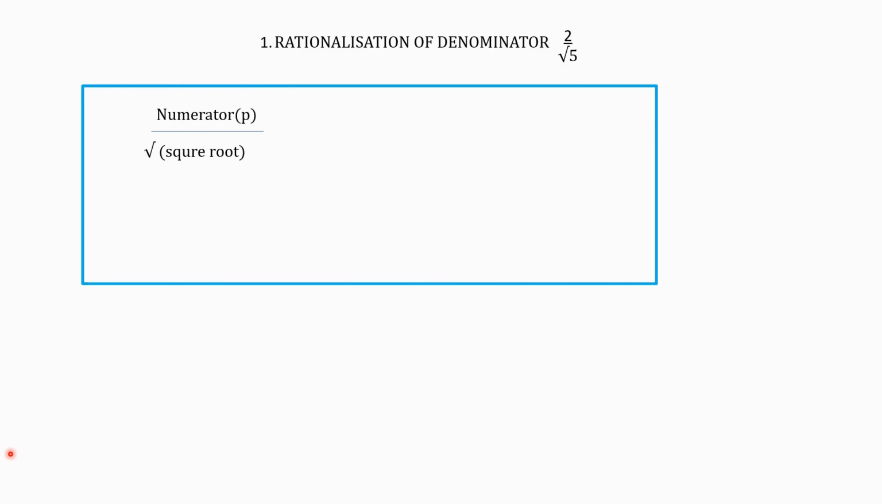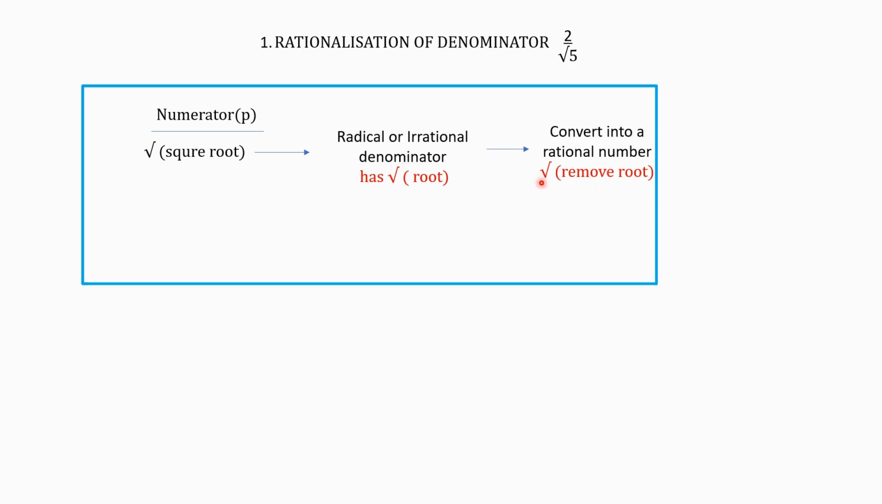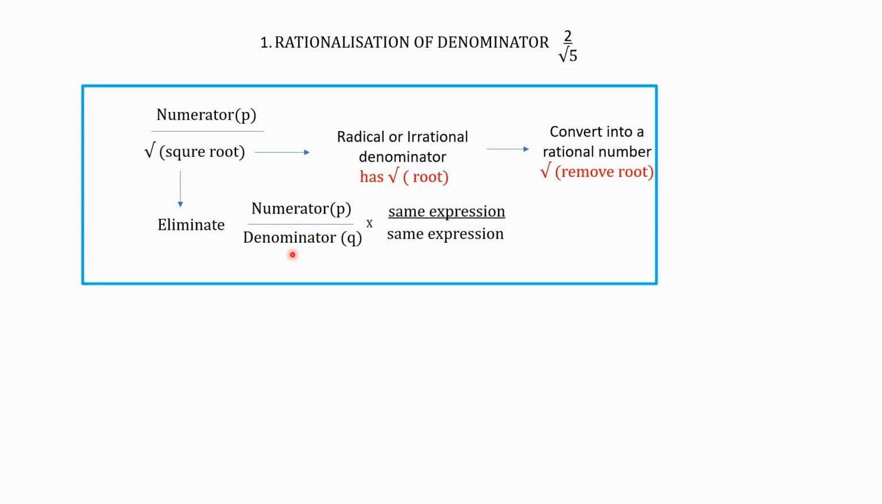Example number 1. When we have a square root in the denominator of a fraction, we say that the fraction has a radical or irrational denominator. Our goal is to rewrite the fraction so that the denominator is a rational number, which is a number that can be expressed as a simple fraction or decimal. To eliminate the radical in the denominator, we can multiply both the numerator and denominator of the fraction by the same expression that will cancel out the radical.